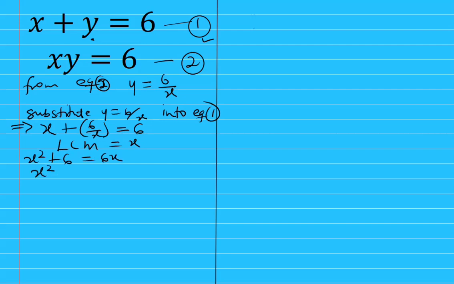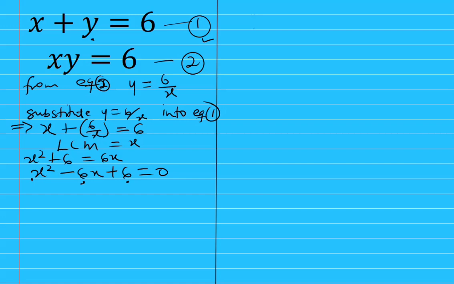Then after rearrangement, you can write x squared minus 6x plus 6 equals 0. So here we've gotten a quadratic equation, and we have to solve it for the values of x. The coefficient of the x squared term is 1, the x term is negative 6, and the constant term is 6. Now we ask ourselves, is there any pair of factors of 6 that, when you add them, give you negative 6?